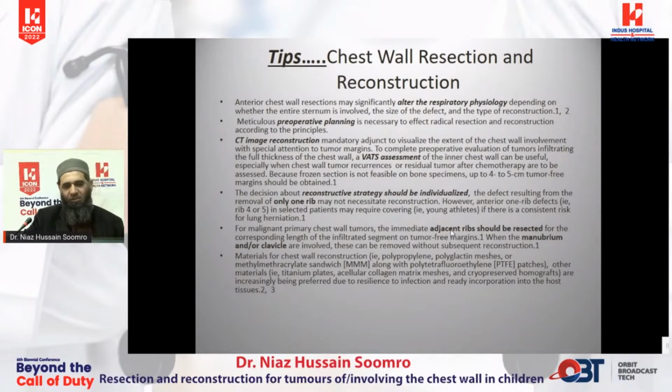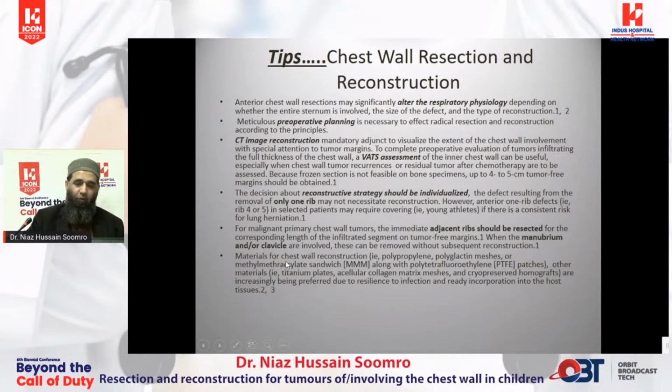Otherwise, normally for single rib resection, there is no need for chest wall full thickness reconstruction. For malignant primary chest wall tumors, the immediately adjacent rib should be resected for the corresponding length of the infiltrated segment with tumor-free margins. Usually one rib above and one rib below the tumor should be resected to get clear tumor-free margins. When the manubrium or clavicles are involved, these can be removed without subsequent reconstruction.